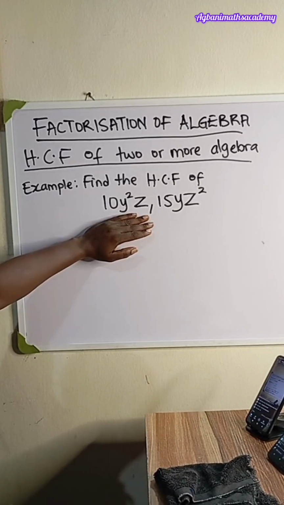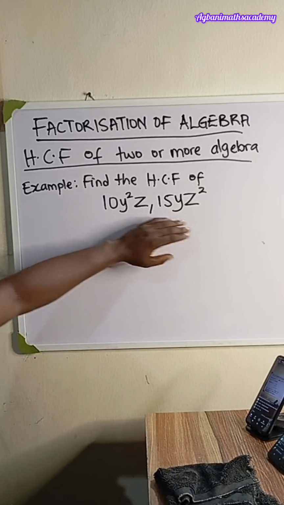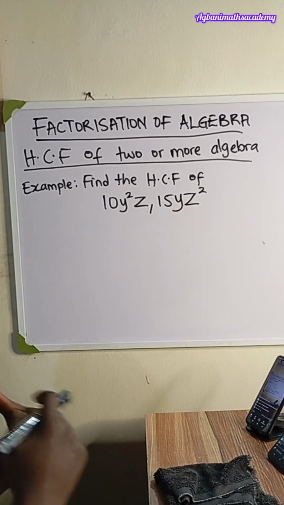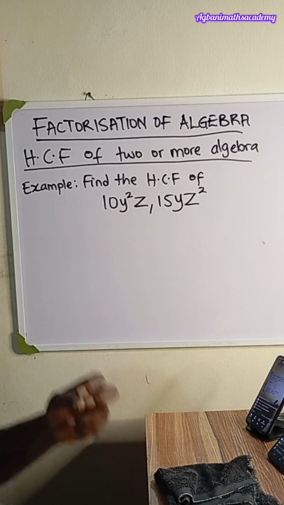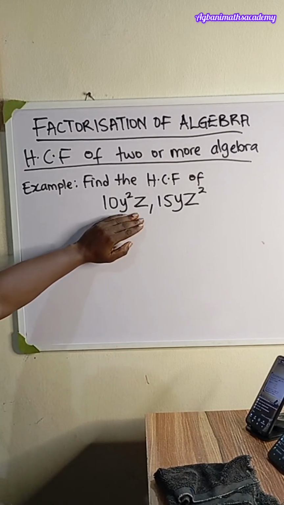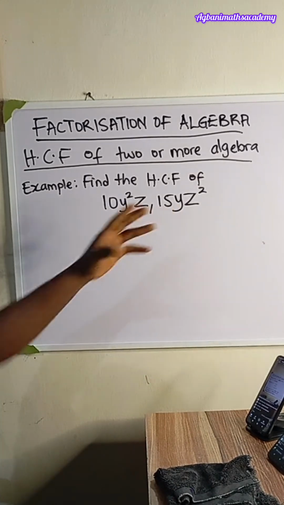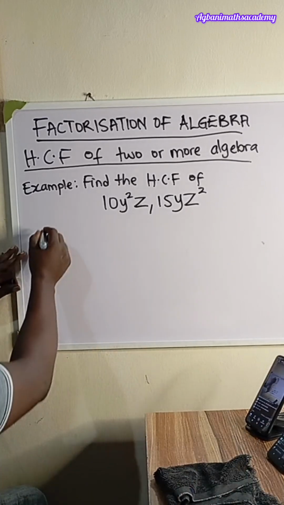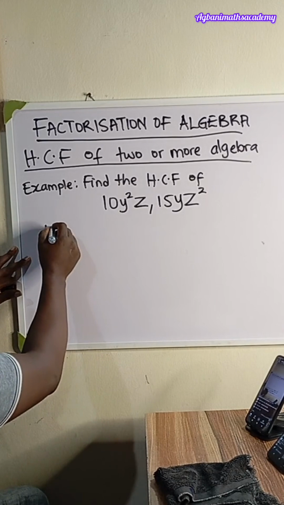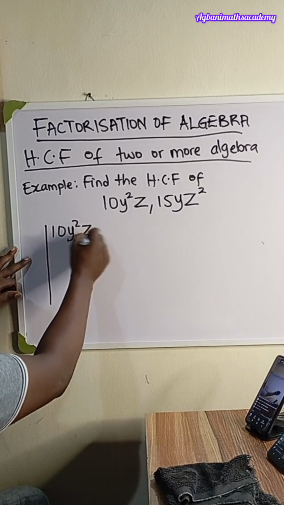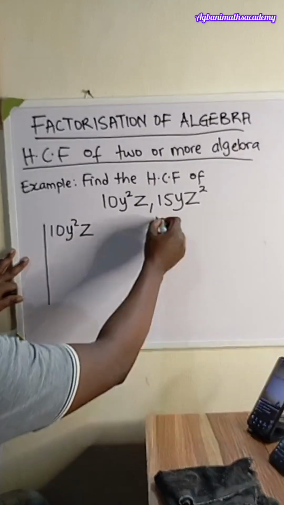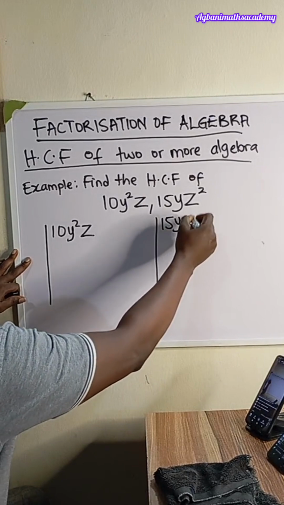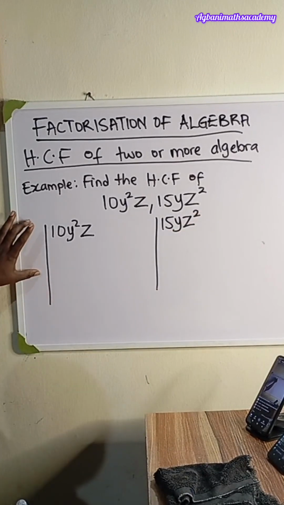Okay, so let's find the HCF of these two algebras. Just as we normally do when we are looking for the HCF of numbers, what we are going to do is break down this algebra separately and see what is common between them. Okay, what I mean is, you have 10y squared z, you have 15yz squared. So let's break this down.